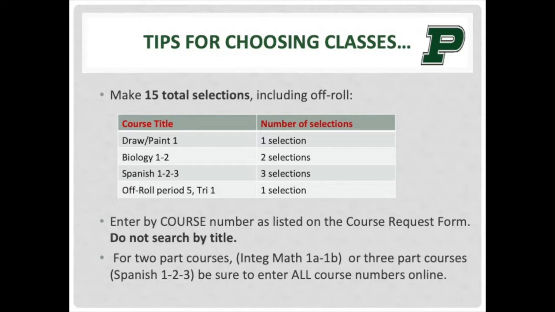In this example, you can see that Drawing and Painting 1 is 1 selection, Biology 1 and 2 is 2 selections, Spanish 1, 2, and 3 is 3 selections, and Off-Roll is also included as 1 selection.